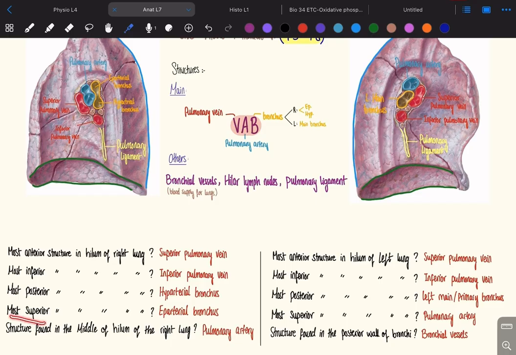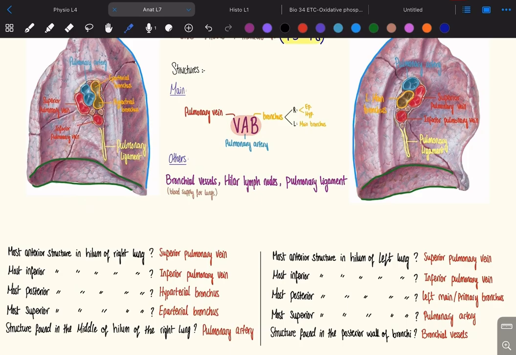But then we have the most superior. Here, the most superior is going to be the eparterial bronchus. But on the left, we don't have an eparterial bronchus. So the most superior on the left is going to be the pulmonary artery. Okay, so the most superior structure in the hilum of the left lung is going to be the pulmonary artery. But the most superior structure of the hilum on the right lung is going to be the eparterial bronchus.